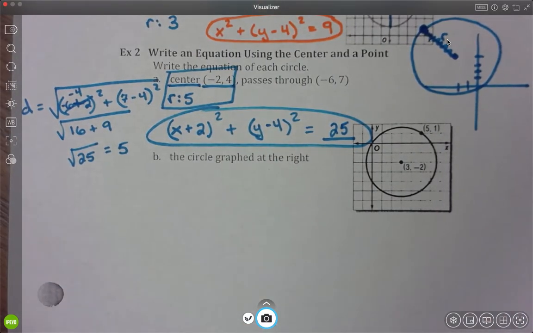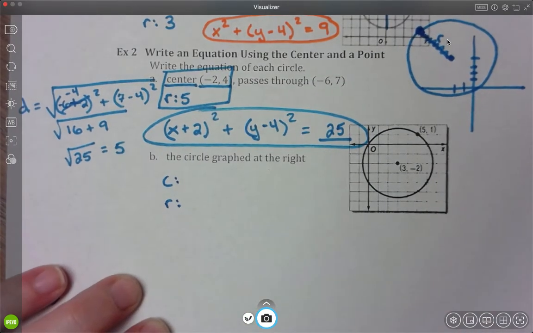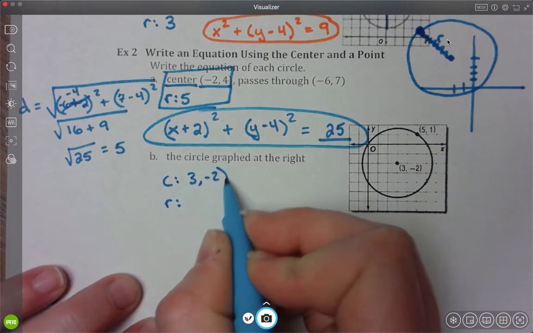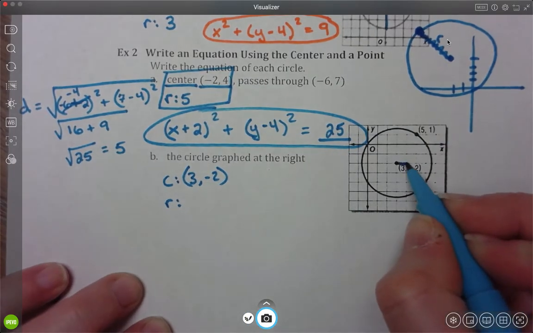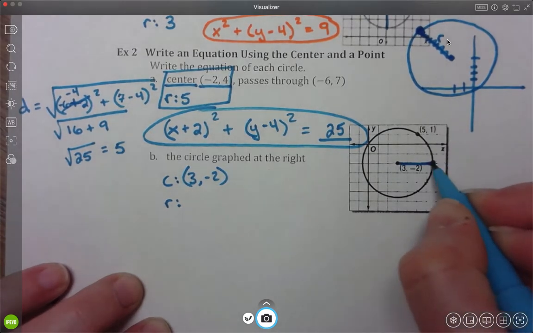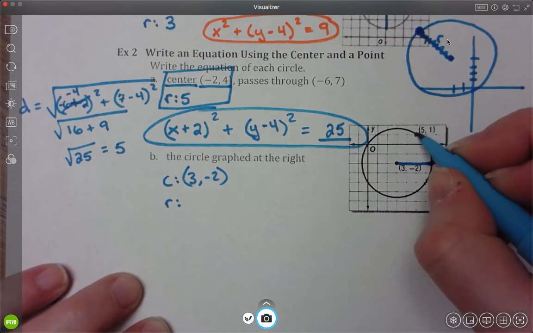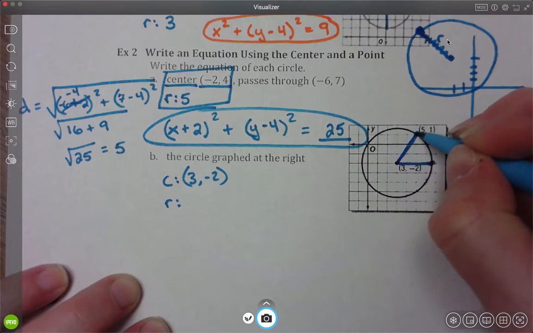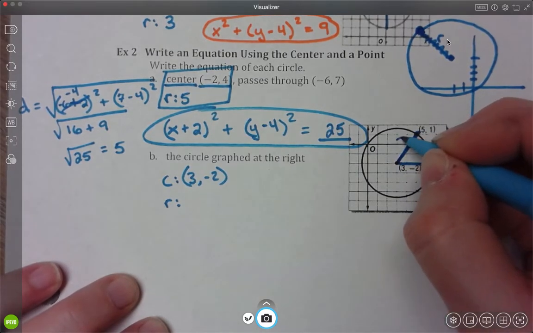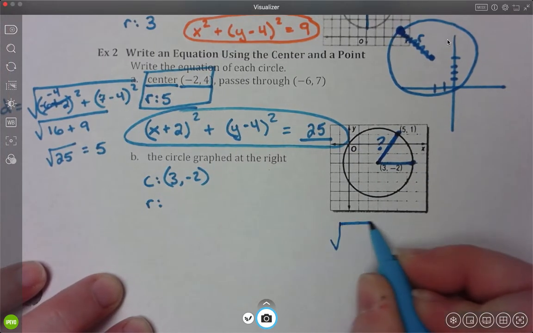Same thing here for part B, the circle graphed at the right. So we need the center and we need the radius. The center here is at 3, -2. And the radius, it would be really nice if I could just count all the way out there, like from here to here, but this is not touching at an exact even place. So what they're giving me is this 0.51 out here, which is also a radius. That's going to be the same distance, and I just need to find that, using that distance formula again. So let's do that real quick.